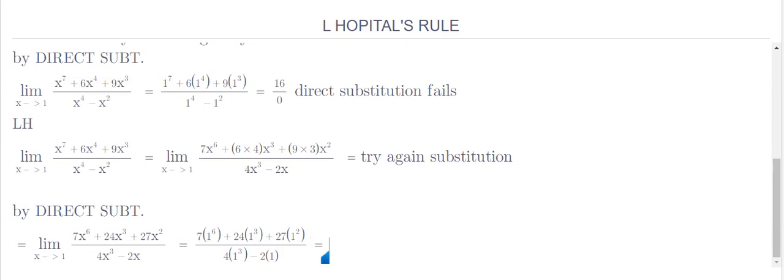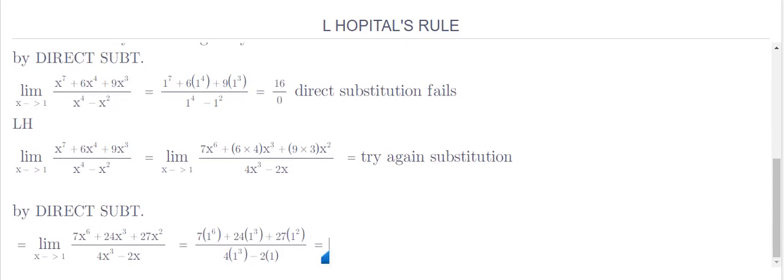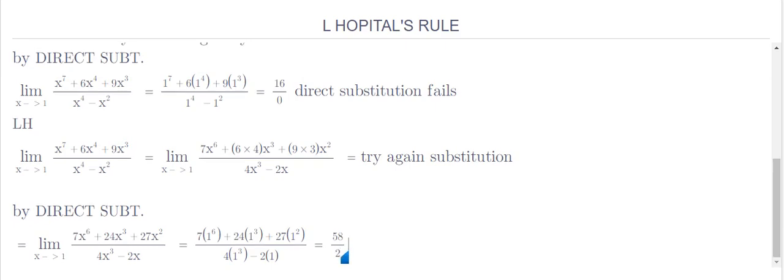Now things are now becoming easier and easier as you move along. So now 7 plus 24 plus 27 is giving you 58. Then denominator we are having 4 minus 2 is giving you 2. So when you do your calculation, 58 divided by 2 will be equal to 29, and that is your answer.